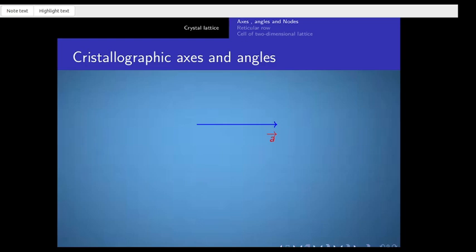To build a crystallographic lattice, we must have three axes: the A-axis equivalent to the X-axis, the B-axis equivalent to the Y-axis, and the C-axis, which is equivalent to the Z-axis. The angle alpha is between vector B and vector C. Beta is between A and C, and gamma is between A and B.